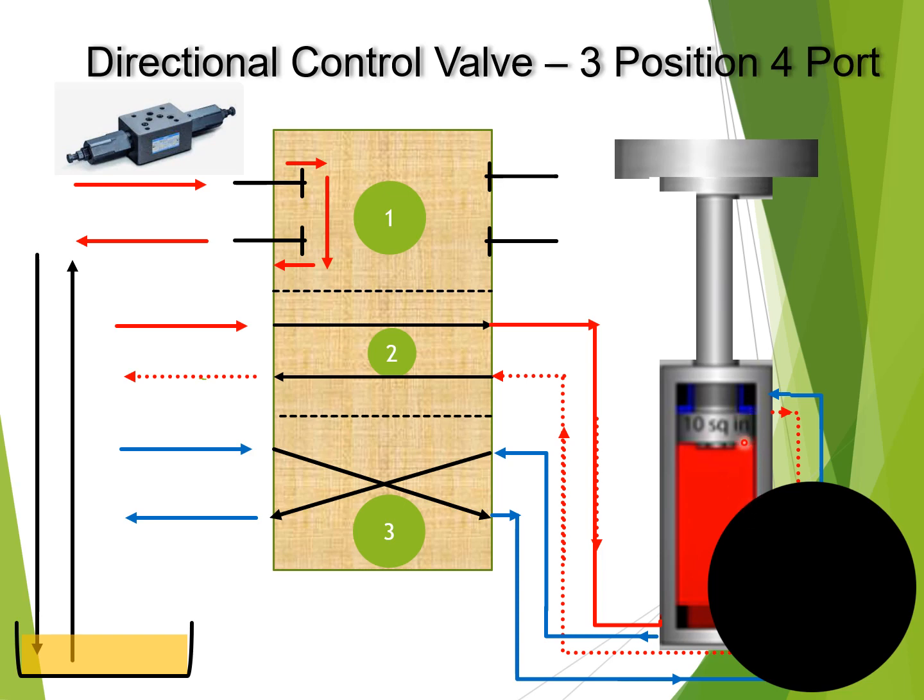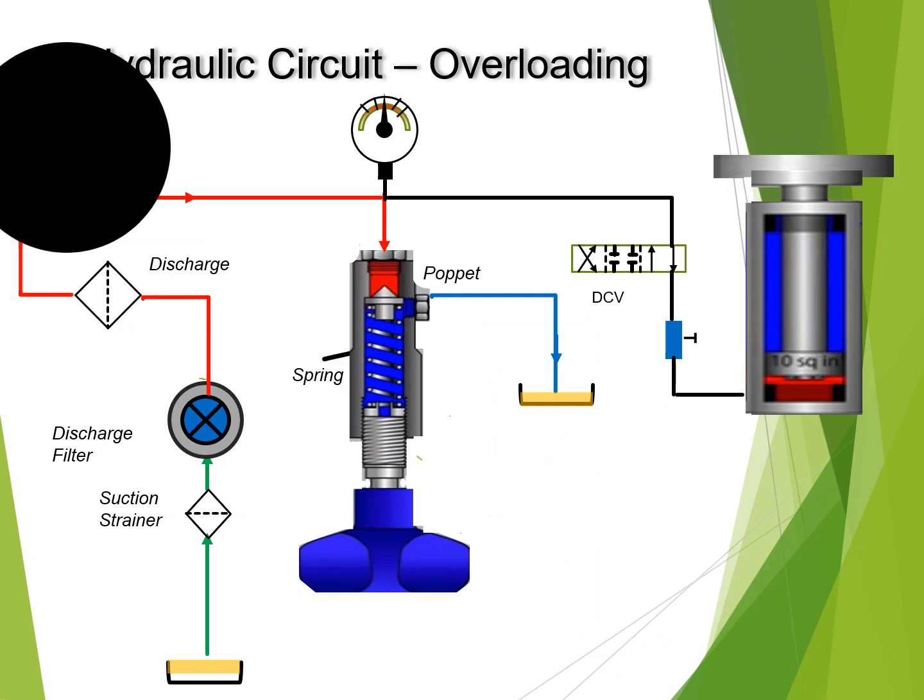Now this is the reciprocating motion. It is pushing the piston down, and then this piston is sending the return oil back from this port, and it is going back, and all this oil is getting collected into the sump. I hope I have been able to clear the function of the directional control valve. The last slide is on overloading in the hydraulic circuit.